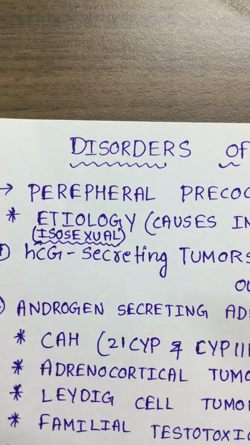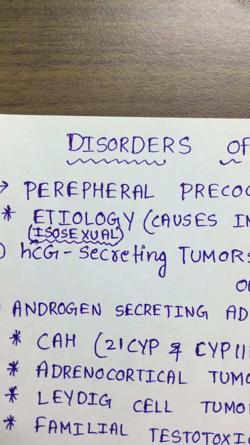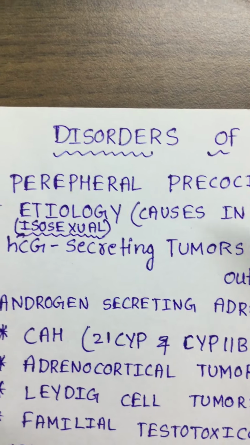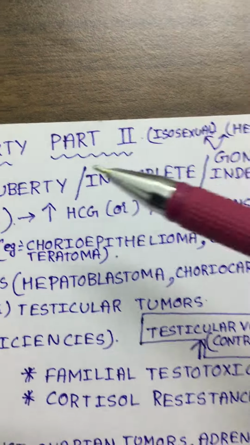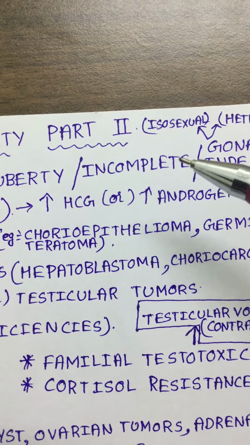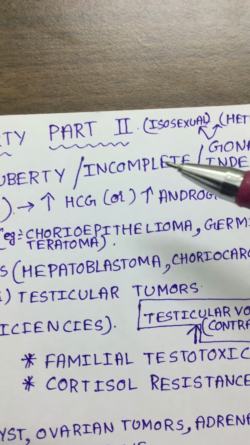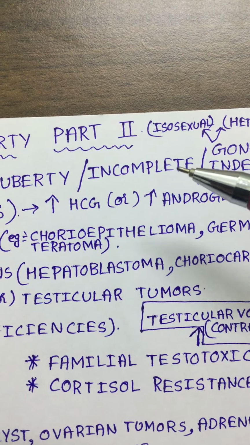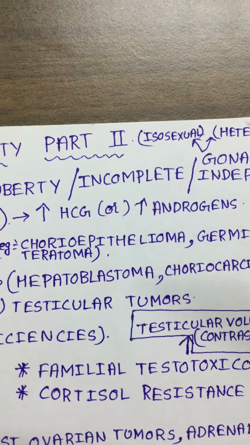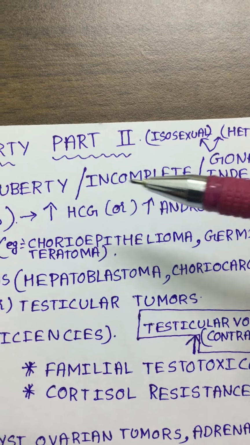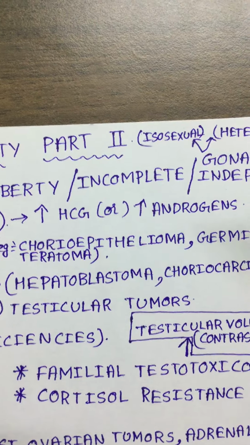You already know that precocious puberty is of two types: central, also called complete or gonadotropin dependent; and peripheral precocious puberty, also called incomplete or gonadotropin independent. It is incomplete because it does not follow the complete HPG axis and does not follow the normal stages of physiological development of puberty. That's why it's called incomplete. We discussed this in detail in the previous lecture.